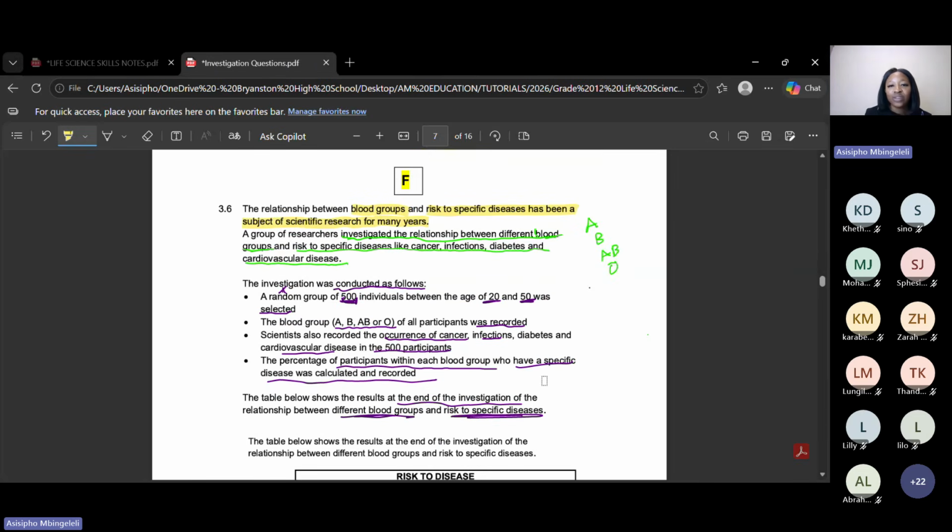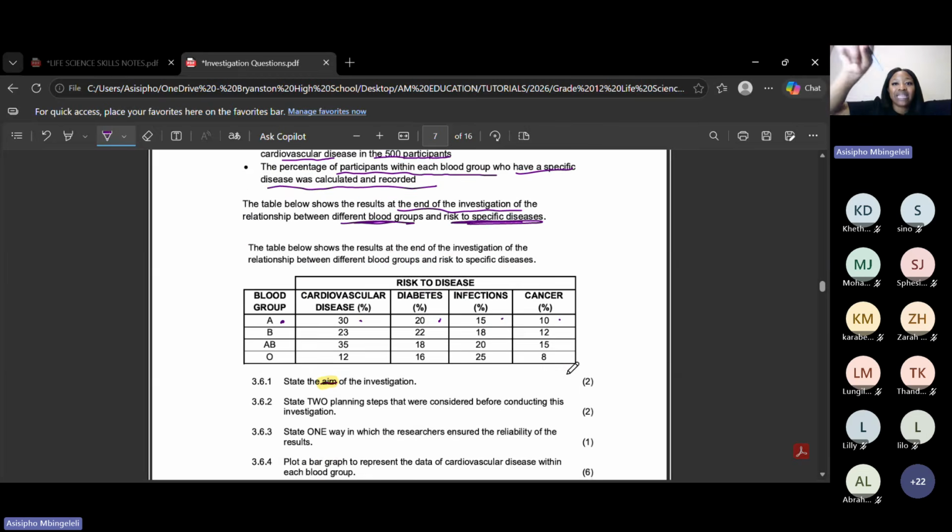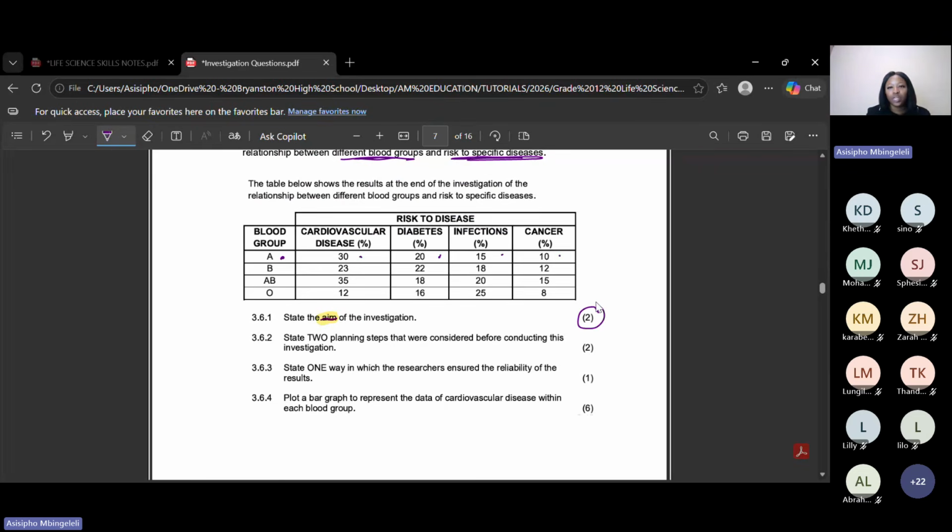So how would you then write the aim? To investigate. That's how you start your answer. To investigate the relationship between different blood groups and risk to specific diseases like cancer, infections, diabetes, and cardiovascular disease. That whole thing, you copied and pasted it. How many marks do you have? 2.